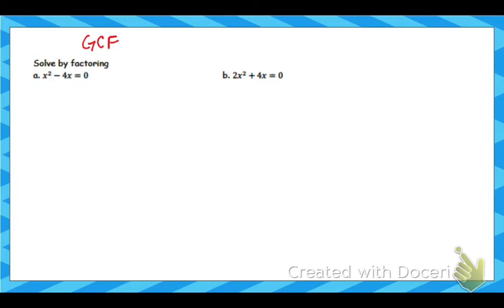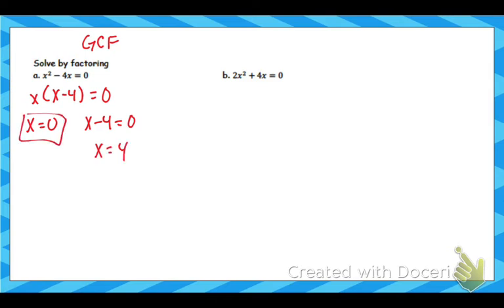So looking at this first one, I'm going to see what my common factor is. Both of those terms have an x. So I'm going to take that x and I'm going to factor it out. Now, the other thing whenever we solve by factoring, we need to make sure that it's equal to 0. Because if we do that, once it's factored, all we have to do to solve is take each factor and set each factor equal to 0 in order to get our answers.